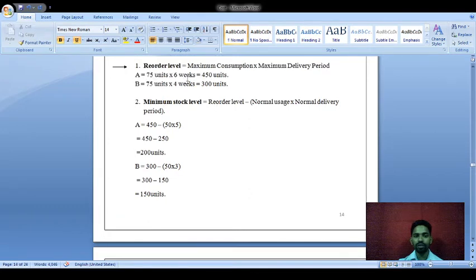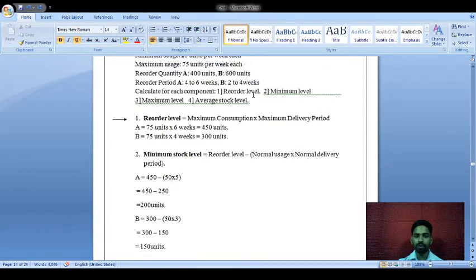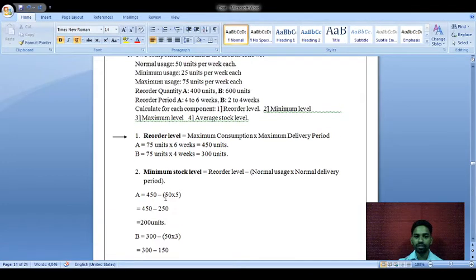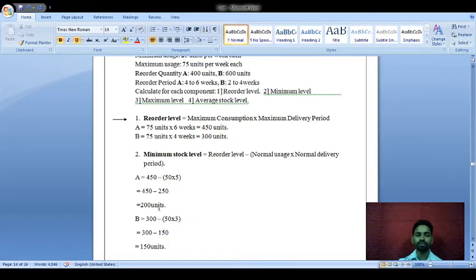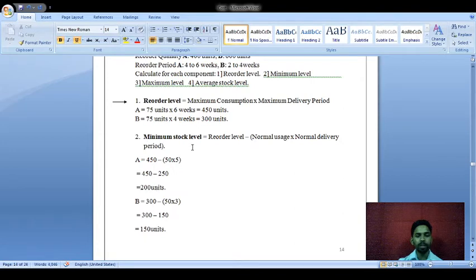Reorder level we ascertained for the A purpose is 450, minus in bracket normal usage. In the problem, normal usage is given as how many units? 50 units, just 50 units into normal delivery period, and normal delivery period we ascertained 5 weeks. Okay, so now just solve it. 450 minus in bracket 50 into 5. First of all we have to solve this. So this 450 as it is, take minus this, after solution the answer will come 250. Now 450 minus 250, the remaining will be 200 units. So 200 units is the minimum stock level for the A purpose.